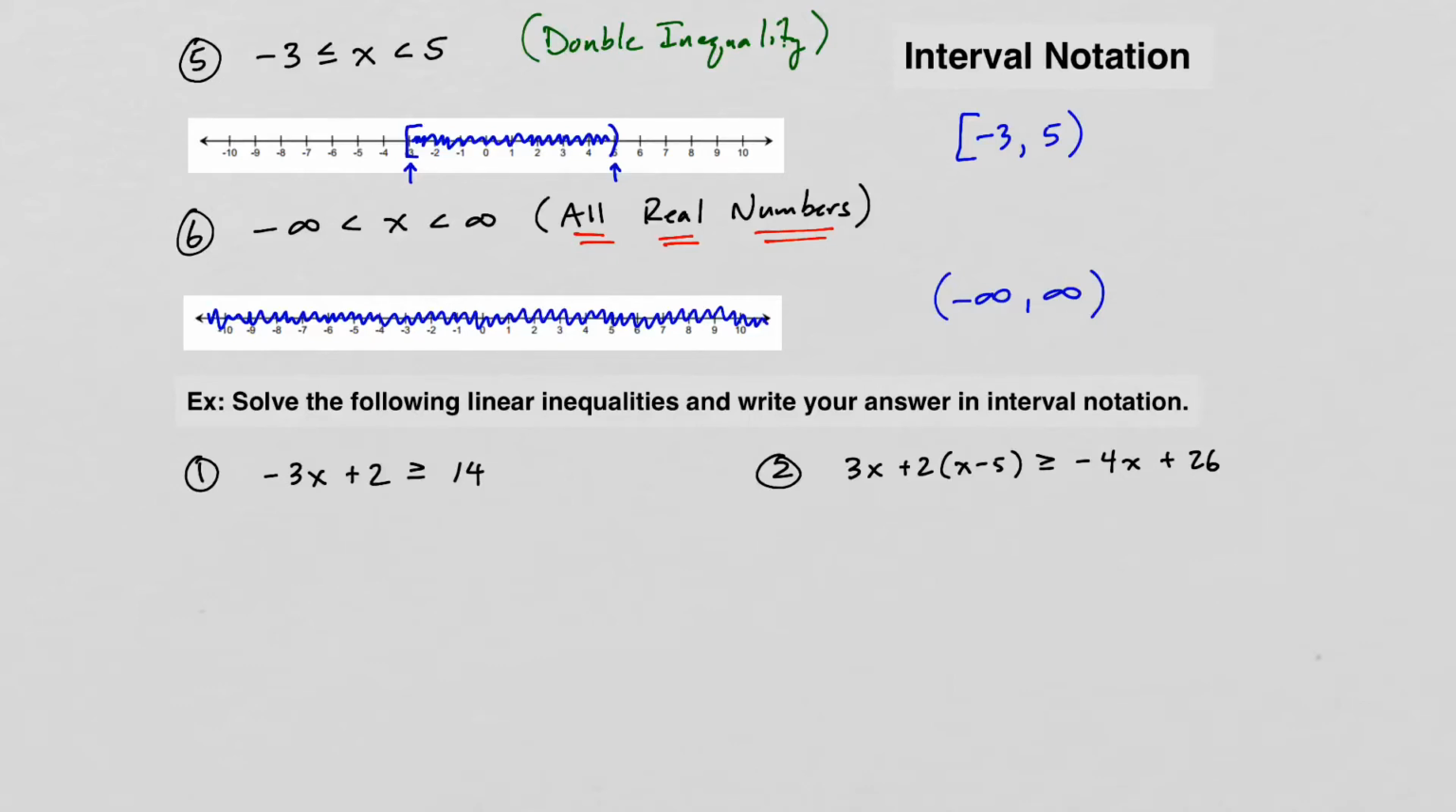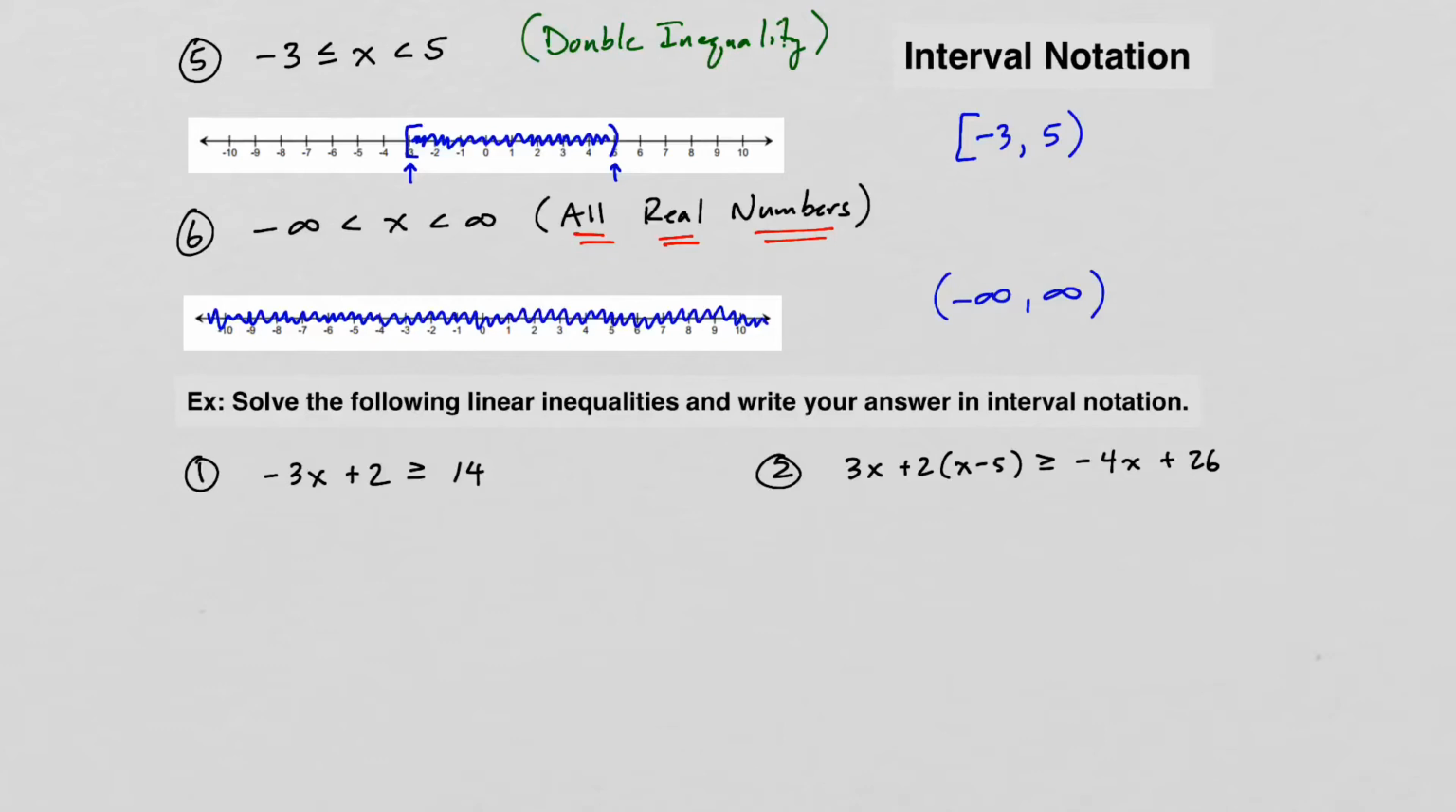Okay, so next step, we're going to change the focus now. For these next examples, we want to solve the following linear inequalities and also write the answer in interval notation. Now, the good news here is that solving a linear inequality is exactly the same as solving a linear equation with one minor change, and we'll talk about that.